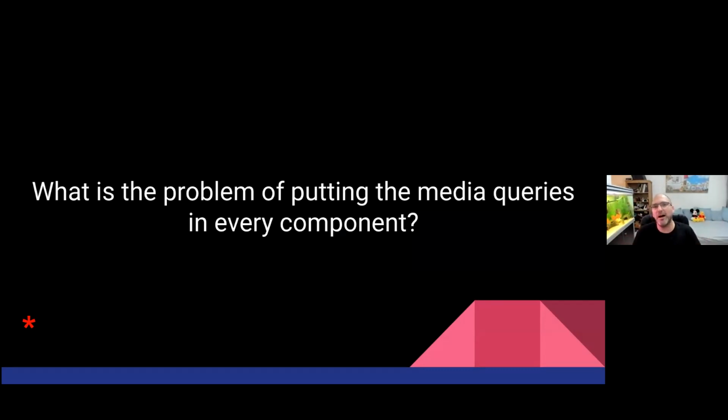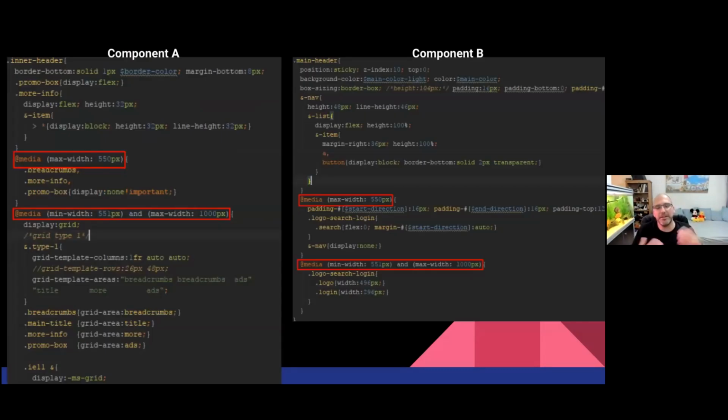Think about it. Now, maybe we have 70 component files and we have the same media rules in all of our 70 component files. And what is the problem with that? Here you can see that we have component A on the left side and component B on the right side. The most important thing you need to see is that we have the same media rules in all of our components. And this is a good thing.